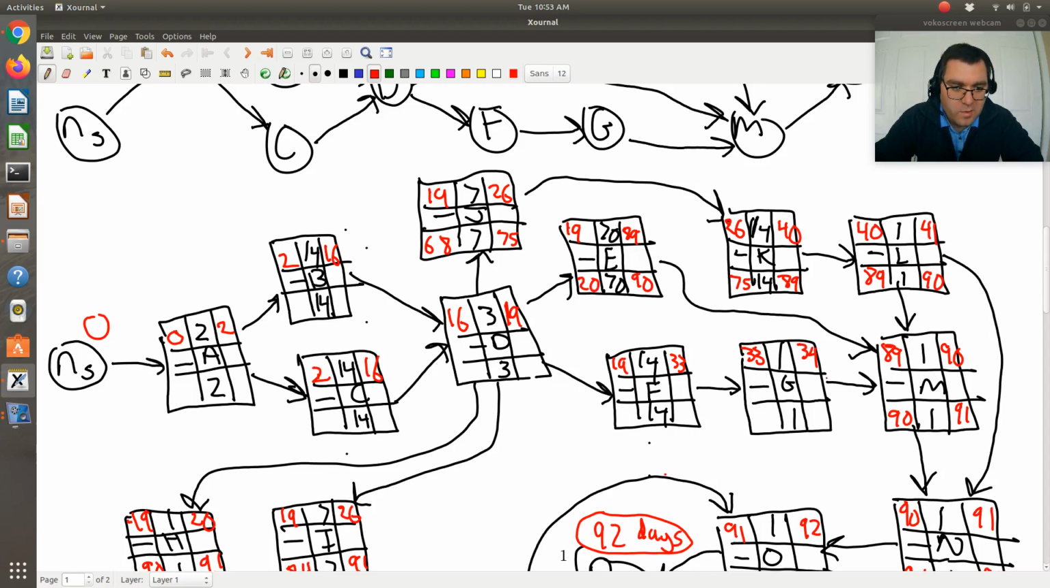M just has the single connection to G, or G just has that single connection to M. So G needs to end by day 90, has a duration of 1, so it needs to begin by day 89. And then F would need to finish by day 89, duration of 14, so it needs to begin by, is it 65? No, 75.